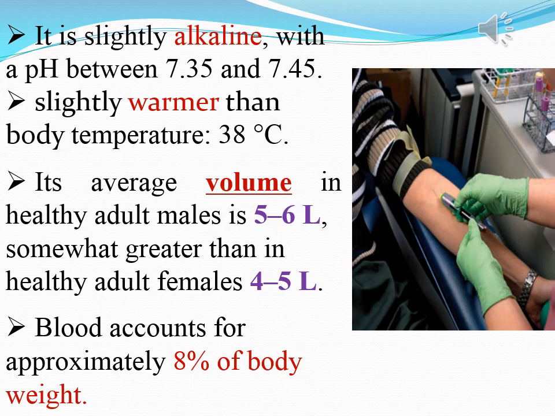about 4 to 5 liters. So there is a difference in blood volume between adult males in comparison to adult females. And this is a question: what is the reason for this difference, why is blood volume in the adult male more than in the adult female? Try to think about it. Blood accounts for approximately 8% of the body weight.